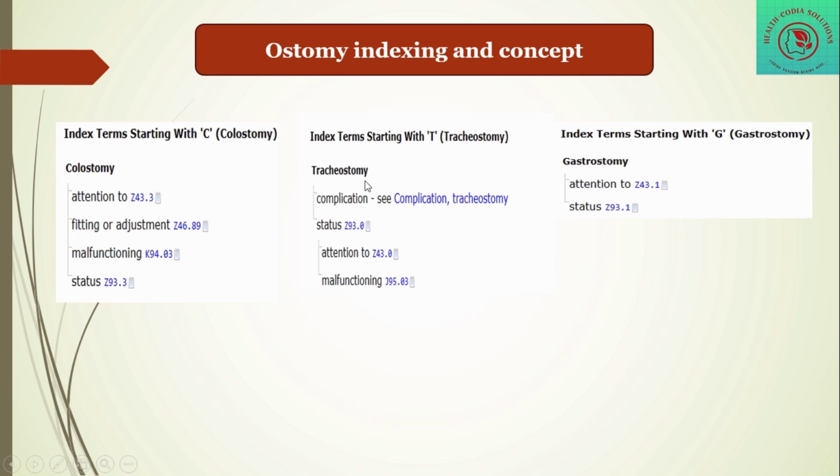Same goes with the tracheostomy, the first one being the complication, as it starts with C, followed by status. Under status you have attention to or malfunctioning, and same goes for the gastrostomy as well, only attention and status. So here we do not have any malfunctioning or complication code. Now how to differentiate between these codes? When do we capture the attention code? When do we capture the malfunctioning code? When do we capture the status code? All these differences we will try to understand in our next slide.